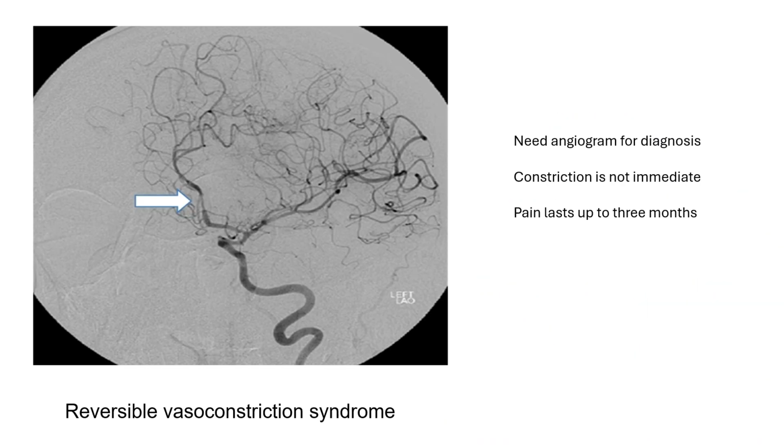We're not 100% sure what is going on, but you can see what happens, and you can only diagnose this with an angiogram, and they can in fact stroke. The problem is that we don't understand the pathogenesis, because constriction is not immediate with the pain, and the pain can last up to 3 months or so. So the situation as far as pathology is not entirely clear, but it is important to have this diagnosis in the back of your mind.